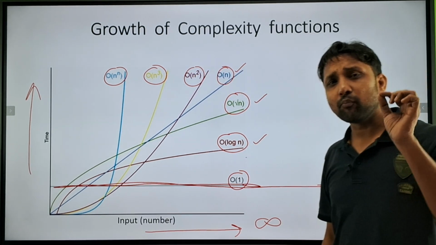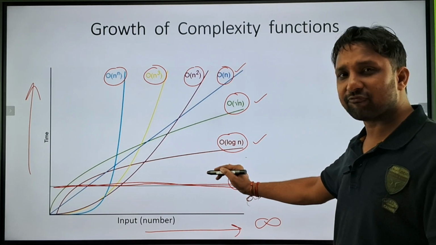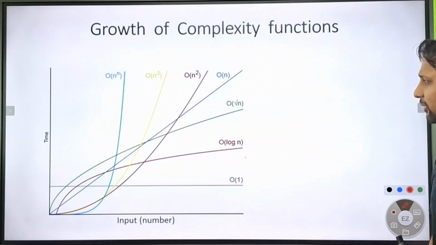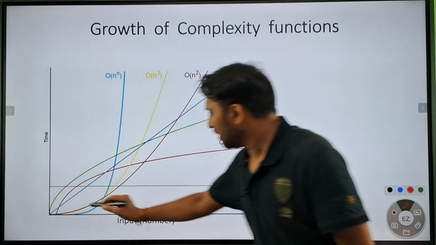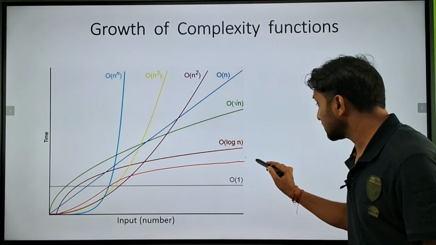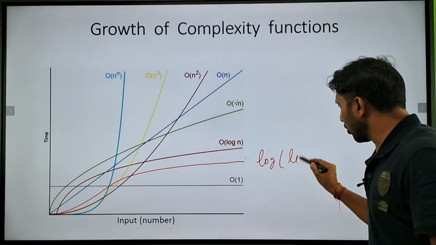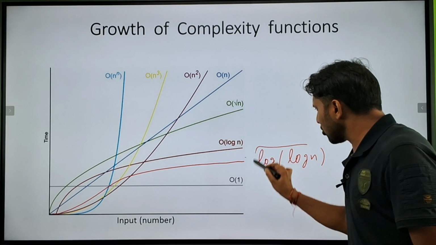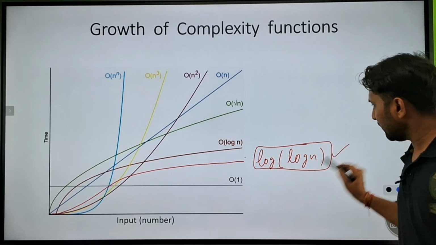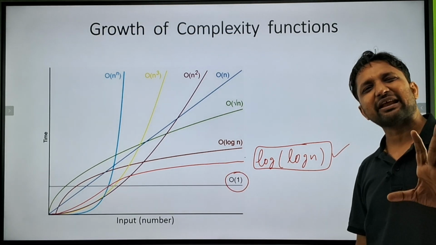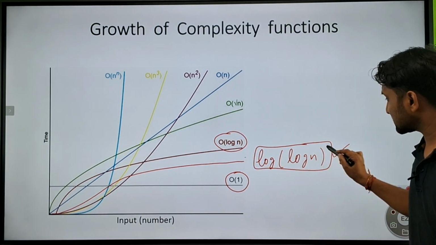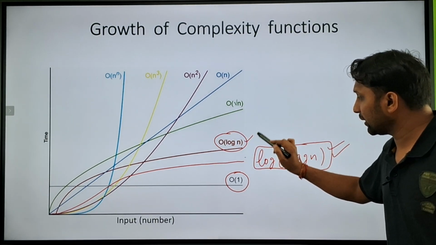I'm adding some more important functions in this graph. These are some standard complexity functions that definitely should be in your brain. Let me add some more in this graph. For example, I'm making a growth rate for another function, that is log of log n. Log of log n is another popular complexity function. This is taking more time than constant. Actually, every function takes more time than the constant, but less than the log n. So this is less as compared to log n. This will take less time.